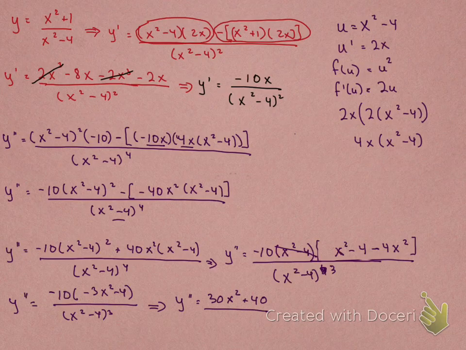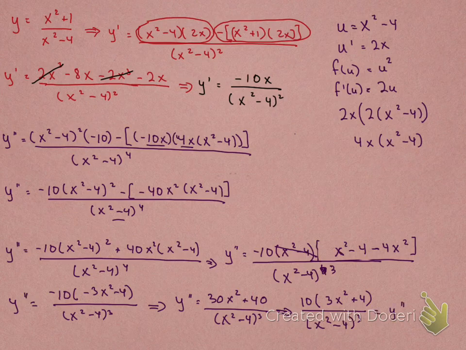Okay, now x squared minus 4 all cubed, and from there what we can do is pull out a positive 10, 3x squared plus 4 all over x squared minus 4 all cubed. Okay, so we're going to look at this. That is the second derivative.